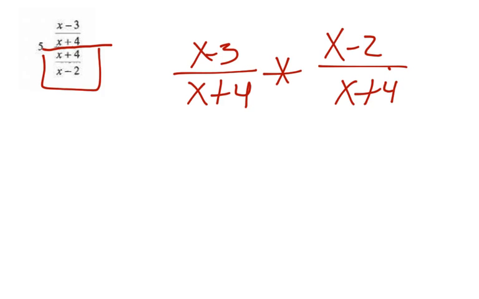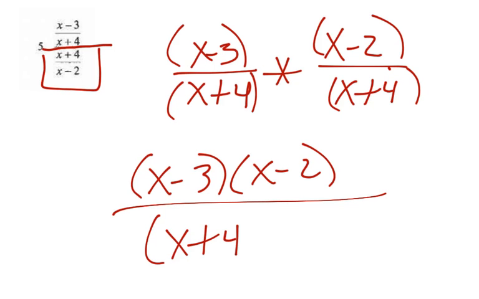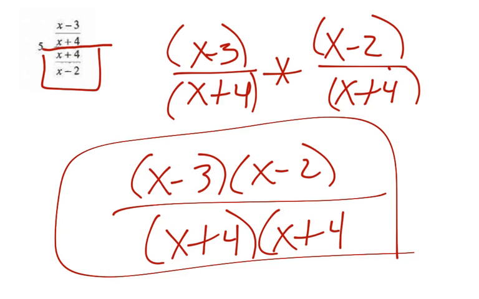So now you look and see if you can cancel anything. Think of all of these as having parentheses around them. The only thing that's the same is your x plus 4, but they're both on bottom, so they can't cancel. So your answer is x minus 3 times x minus 2 all over x plus 4 times x plus 4. You just write it all, and that's legal.